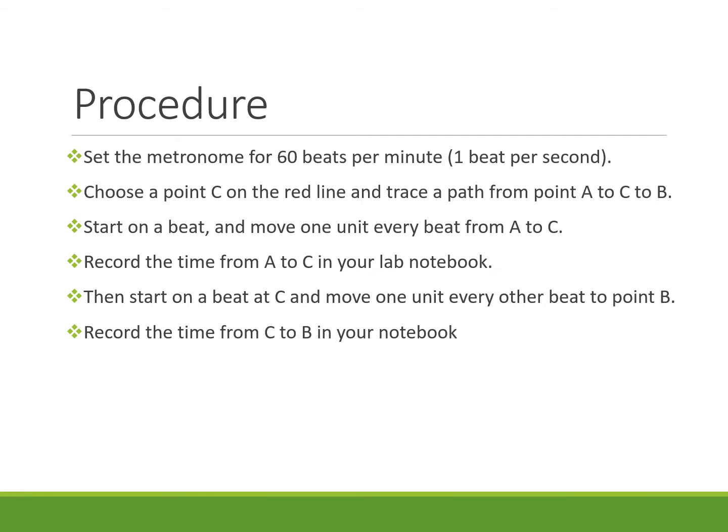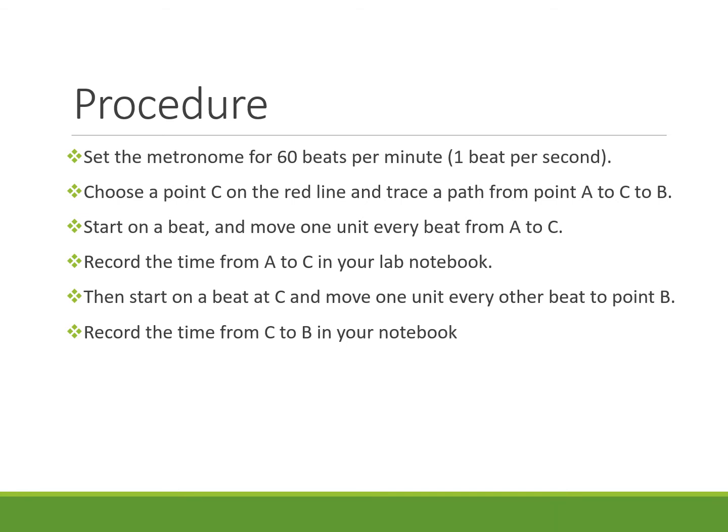So the procedure will be to set the metronome for 60 beats per minute. So that's 1 beat per second. For different points C on the red line, we'll start at A, and we'll start on a beat, and every beat will move 1/4 inch on our ruler until we get to point C.